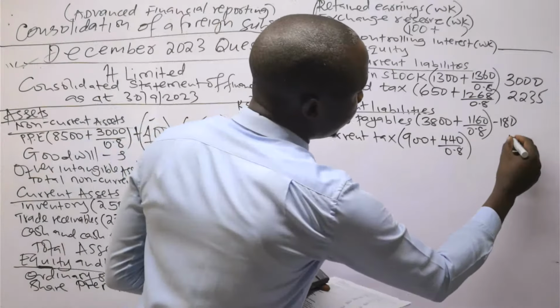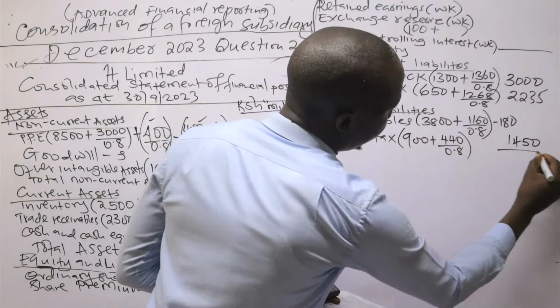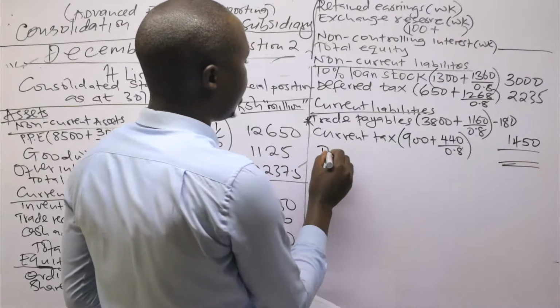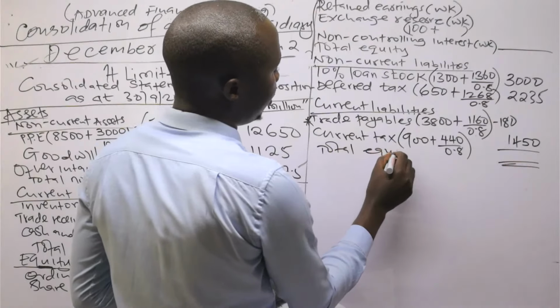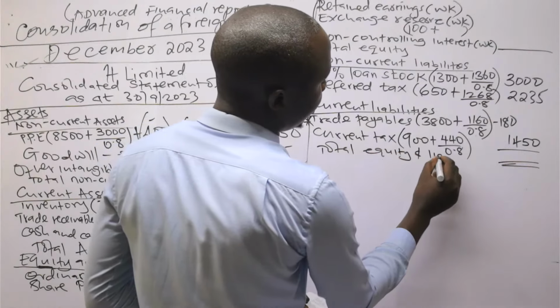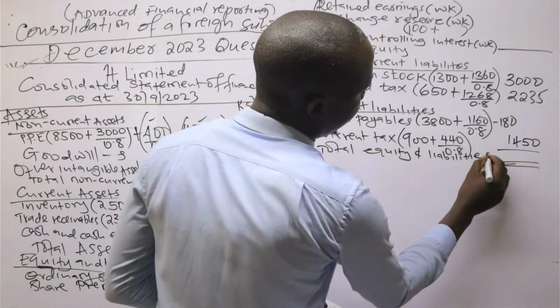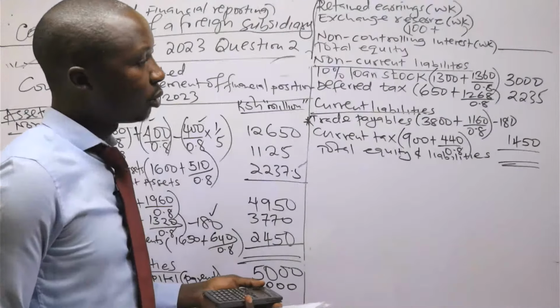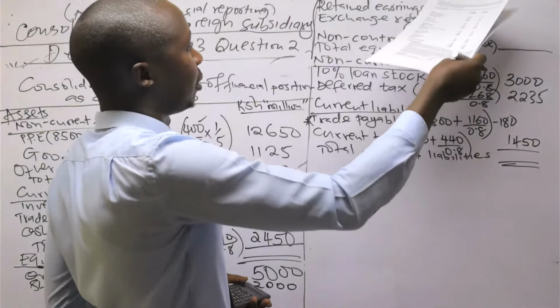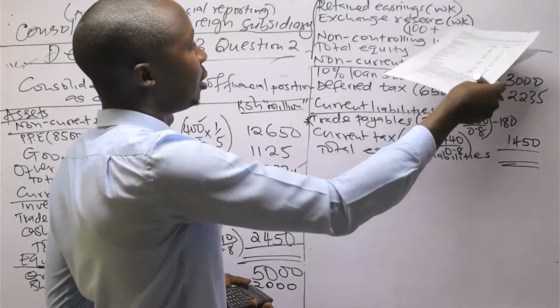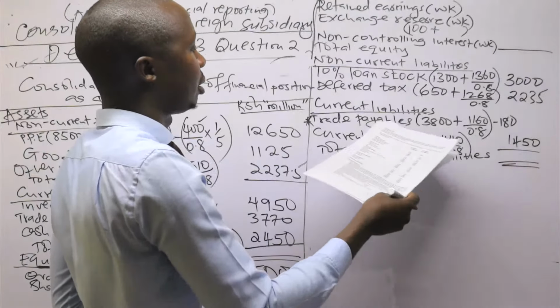So that is 1450. So total equity and liabilities. Before I go to the workings, so that I will be able to determine these 4 items: retained earnings, exchange reserve, controlling interest and trade payables.